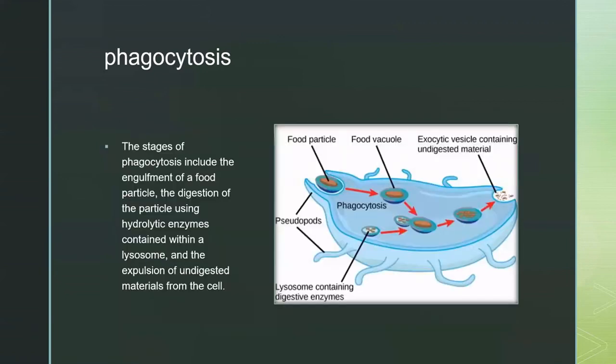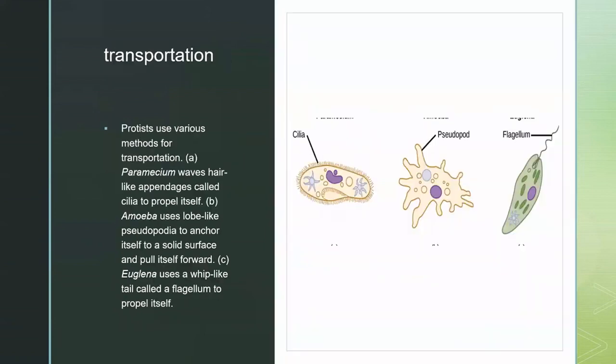So phagocytosis. This is basically how the little single-celled organisms eat. They don't have a stomach, anything like that. They engulf a food particle, digest it using enzymes within a lysosome, and then send the undigested portions out of the cell through an exocytic vesicle.